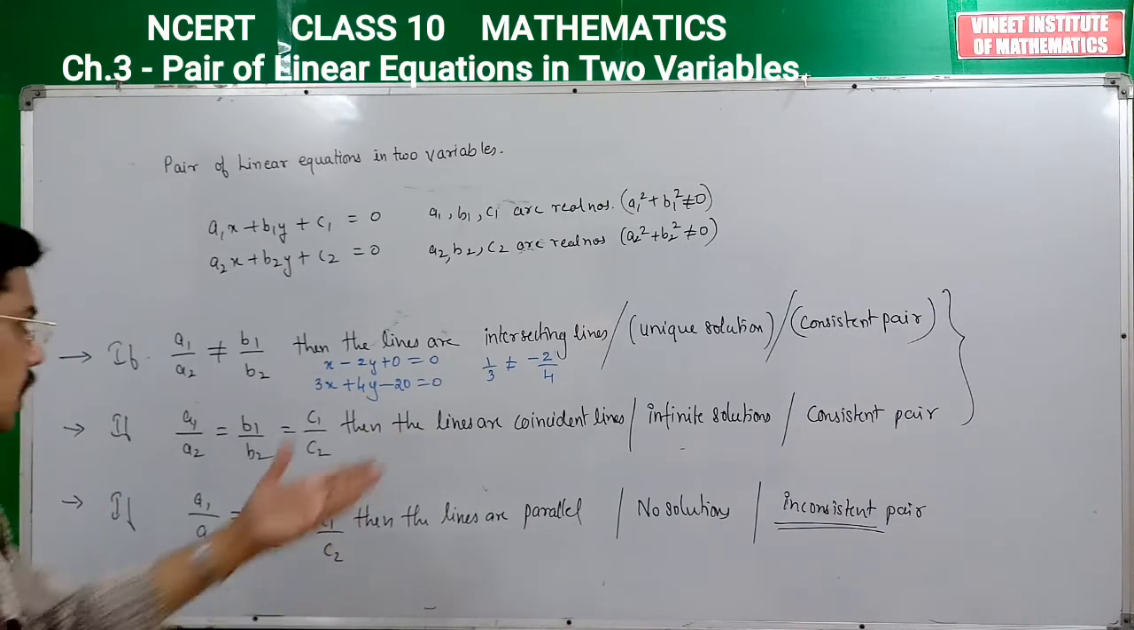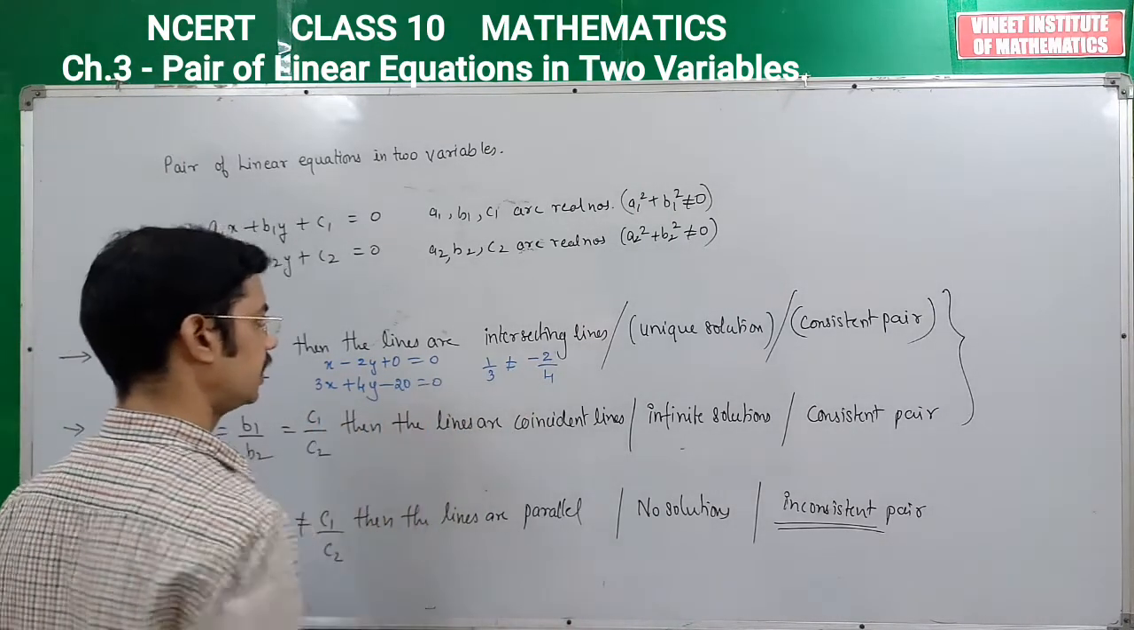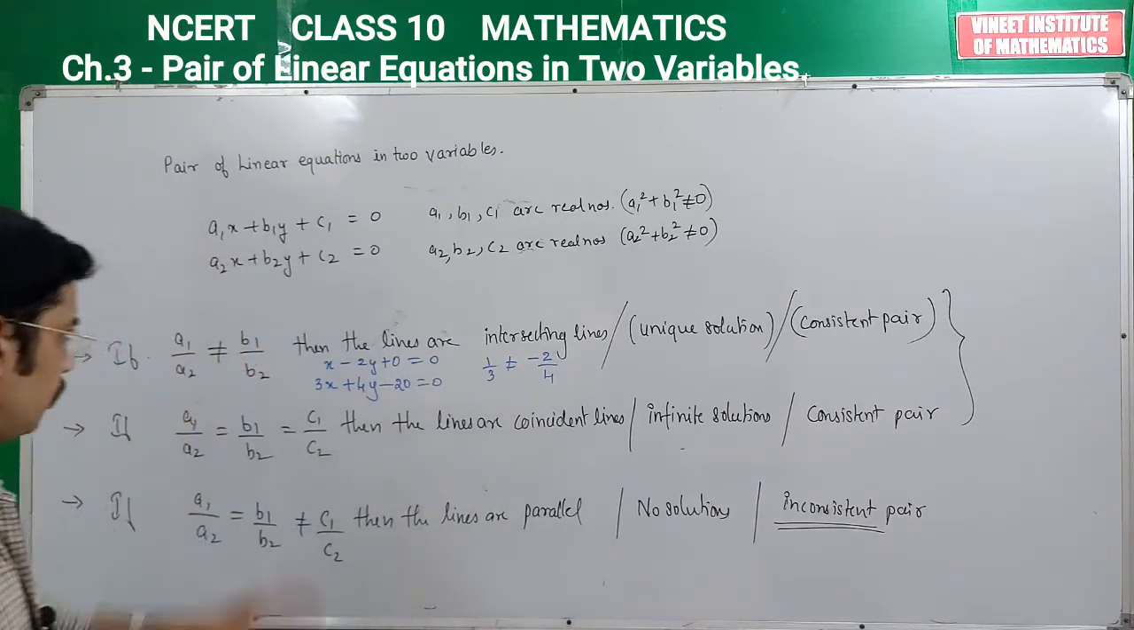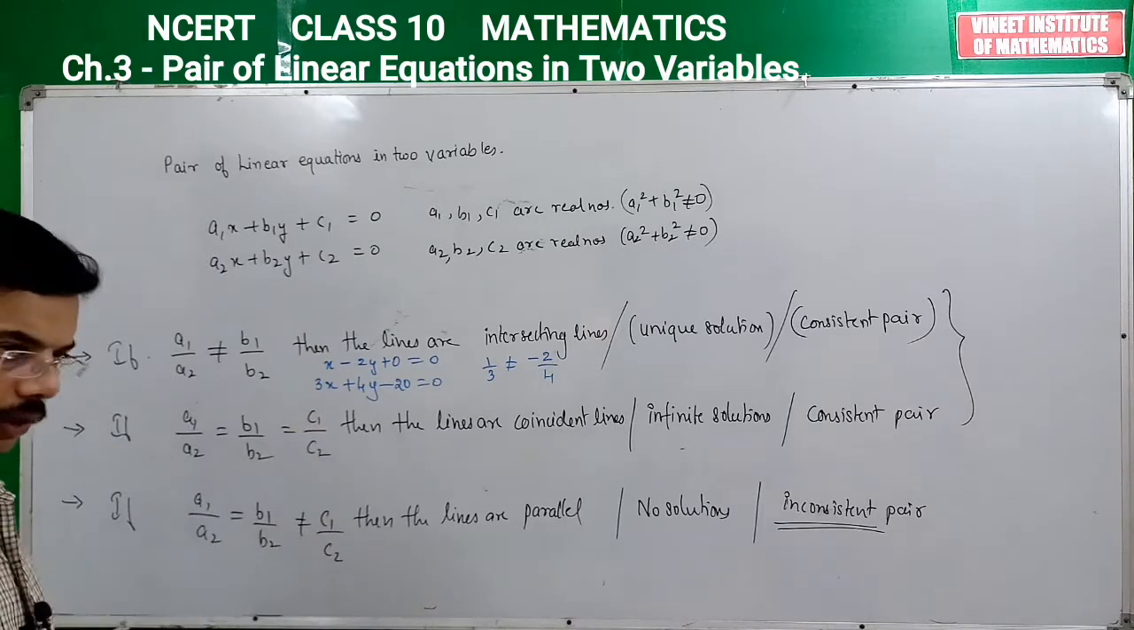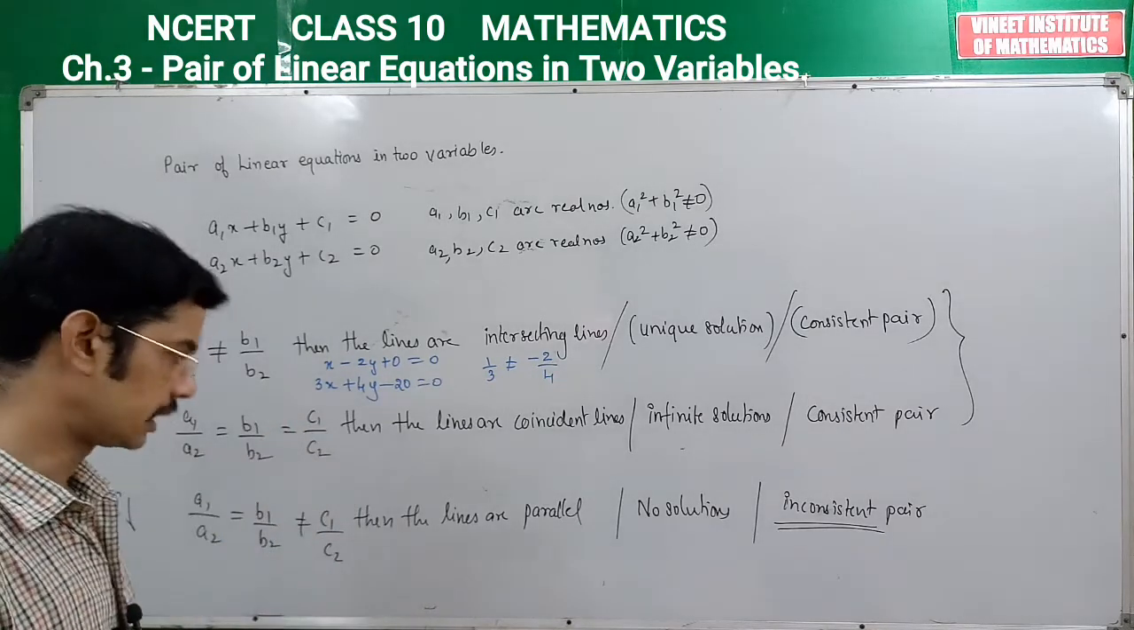Okay, so clearly in this case the lines are intersecting lines. We can directly observe that this is 1 by 3, this is minus 1 by 2, so they are not equal. So the lines are intersecting lines.